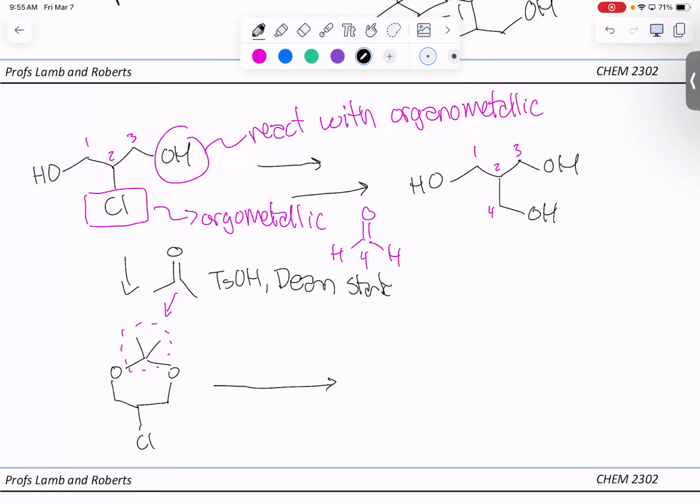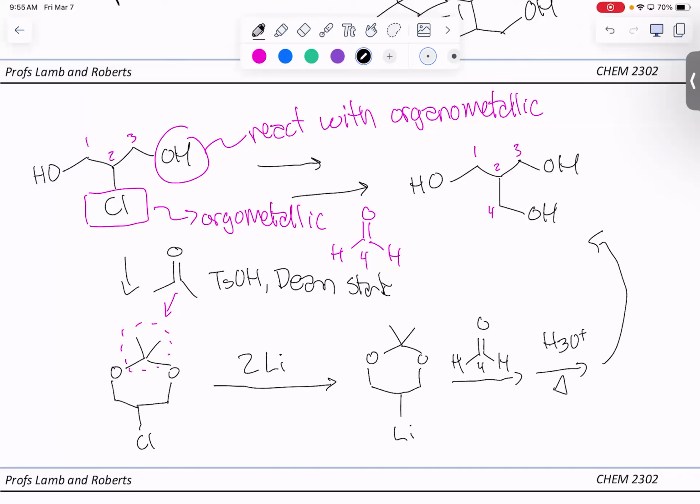Then we can go ahead with our lithium reagents. We can add in our 2 equivalents of lithium. We still have our protected diol. Now we have our lithium here. We can go ahead and add in our formaldehyde to add that third carbon, or sorry, our fourth carbon, carbon number 4. And then we can just go ahead and do our deprotection conditions with H3O plus and heat. And we end up with our product.